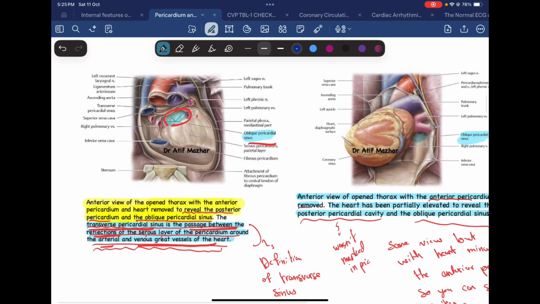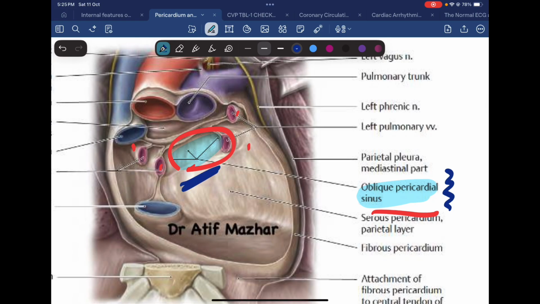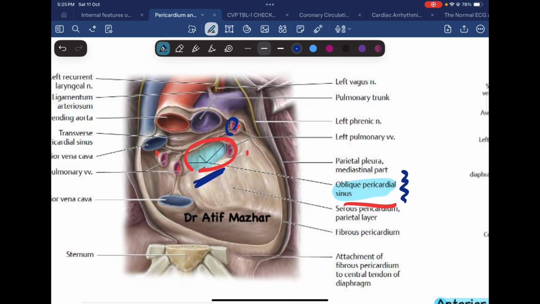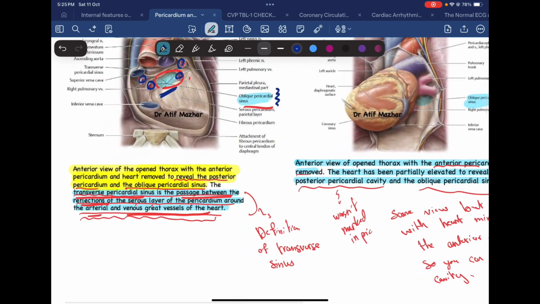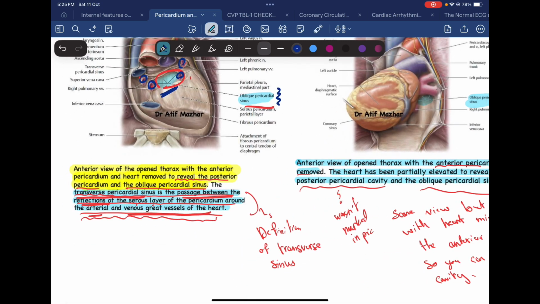Here you have the heart removed, and then you have part of the anterior part of the fibrous pericardium removed. That would reveal the oblique pericardial sinus, which would be right here. It's right around the pulmonary veins. You have here the definition of a transverse sinus in this part.